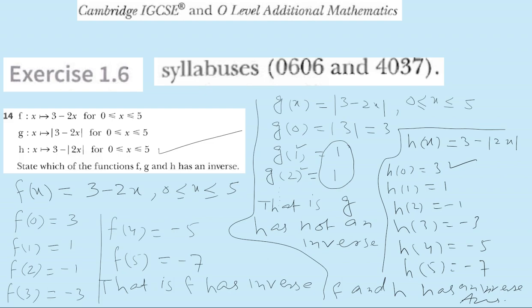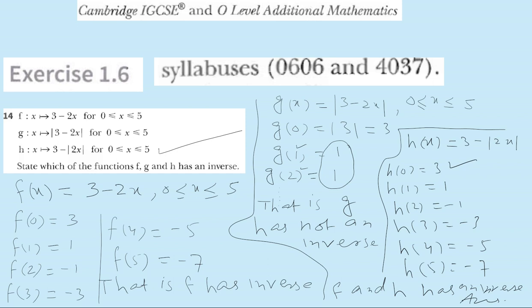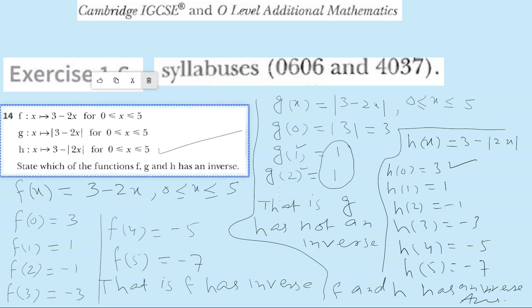This is the definition of an inverse function. I repeat again: if for one input value there is just one output value, then the function has an inverse, otherwise not. Okay. Now moving towards question number 15.